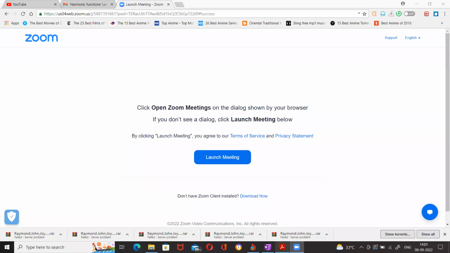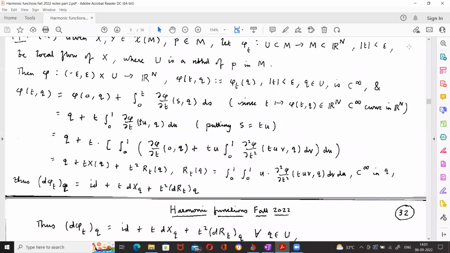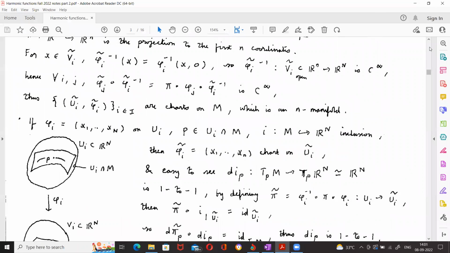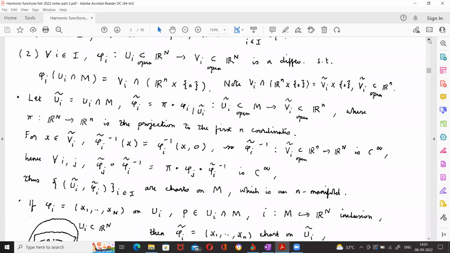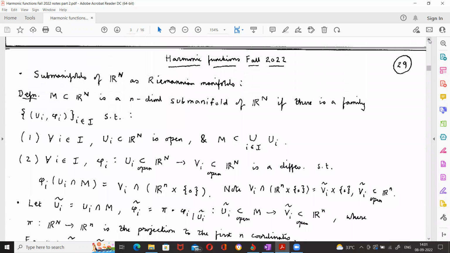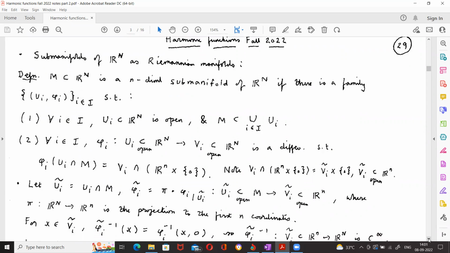All right, so let's start then. So we were talking about Riemannian manifolds, and as an example of Riemannian manifolds, we looked at submanifolds of Rn, right? So these were Riemannian manifolds with the induced Riemannian metric.